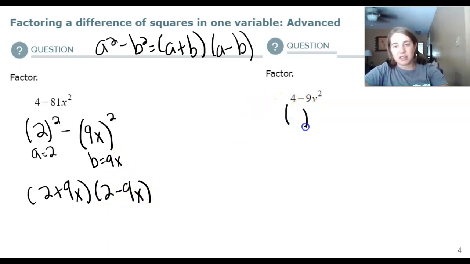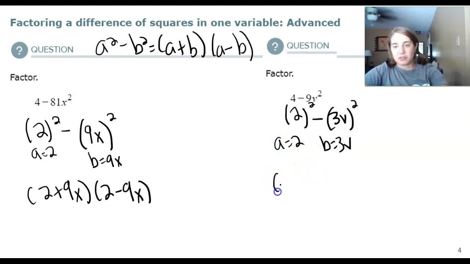Go ahead and write this as something squared minus something squared. Pause it and then see if you can finish the same steps we did for that example. So you'd have 2 and 3v. And then we do our a plus b, a minus b.